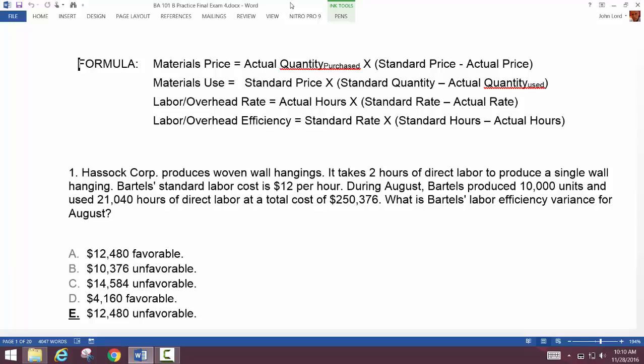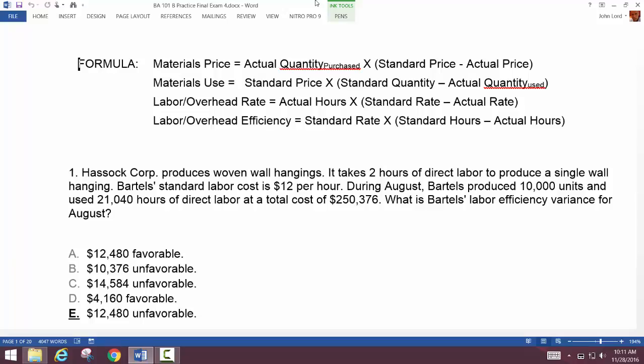And, oh, it's not caps, it's wall hangings. I don't know why I said caps. I'm like, why would you hang a cap as a wall hanging? But I see it's a woven wall hanging, not a cap. And during August, Bartlett produced 10,000 units and used 21,040 hours of direct labor at a cost of $250,376. What is the efficiency variance?